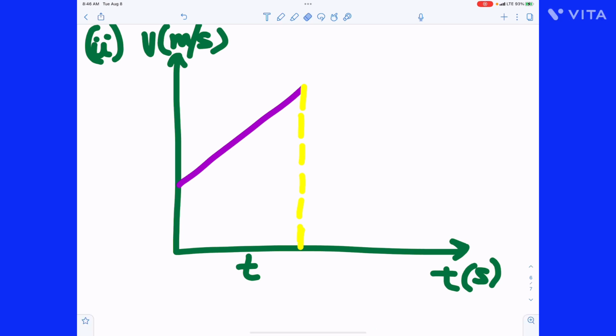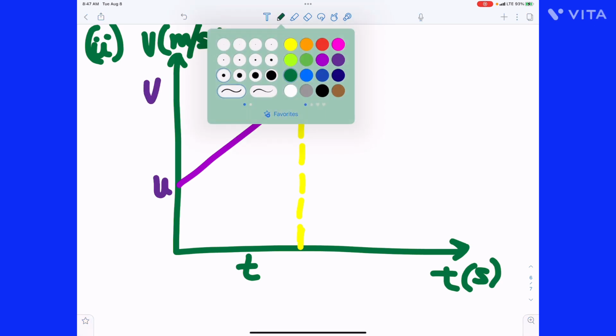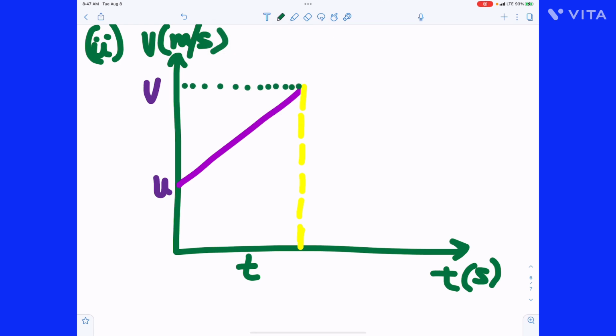So let's say a body starts moving from initial velocity u and moves for time t to a velocity v. You understand? In time t. What we usually do is that the distance traveled is the area under the graph. This is a trapezoidal graph with two parallel parts. This part is parallel to this part.